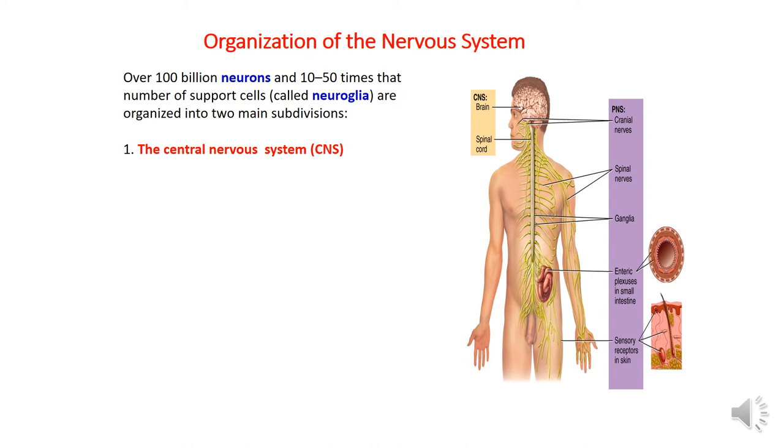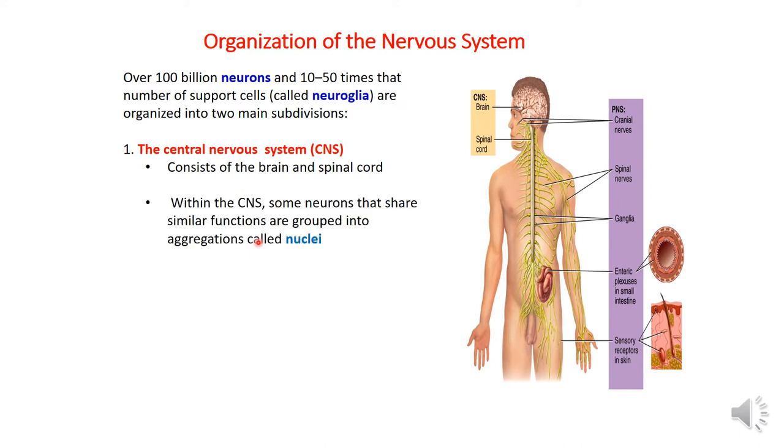Organization of the nervous system. Over 100 billion neurons, and 10 to 50 times that number of supporting cells called neuroglial cells, are organized in two main subdivisions. We have the central nervous system, located in bony cavities, inside the skull and inside the vertebral column. The central nervous system consists of the brain and spinal cord.